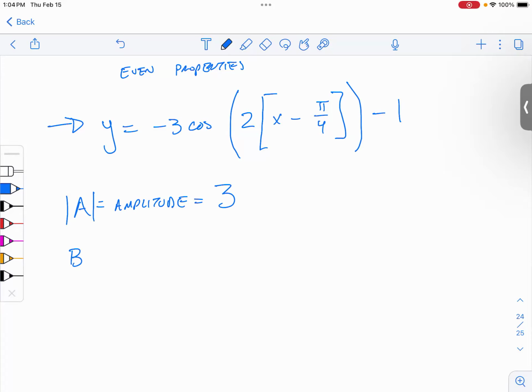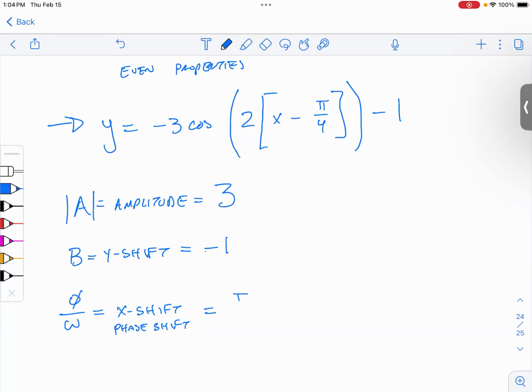All right, let's see what else is super easy. B, that is the y shift. What's the y shift here? -1. All right. And then phi over omega. I know the notation is not great, which is why we just call this the x shift or phase shift. What's the phase shift here? Pi over 4, right, opposite sign.